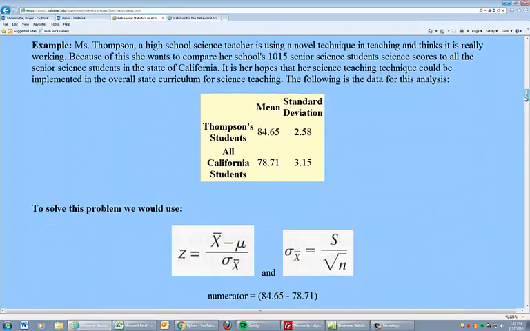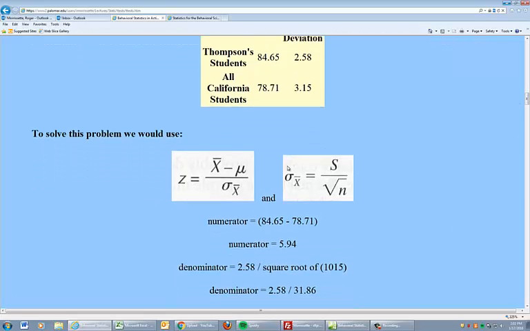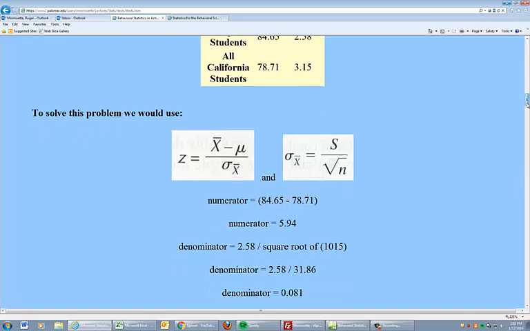Here's an example. Mr. Thompson's students are being compared to a national average. You have a mean of the sample, you have a mean of all California students, the population, and you have a standard deviation of each. We use these two formulas, we plug in the variables, solve the equation, and we get our z value.